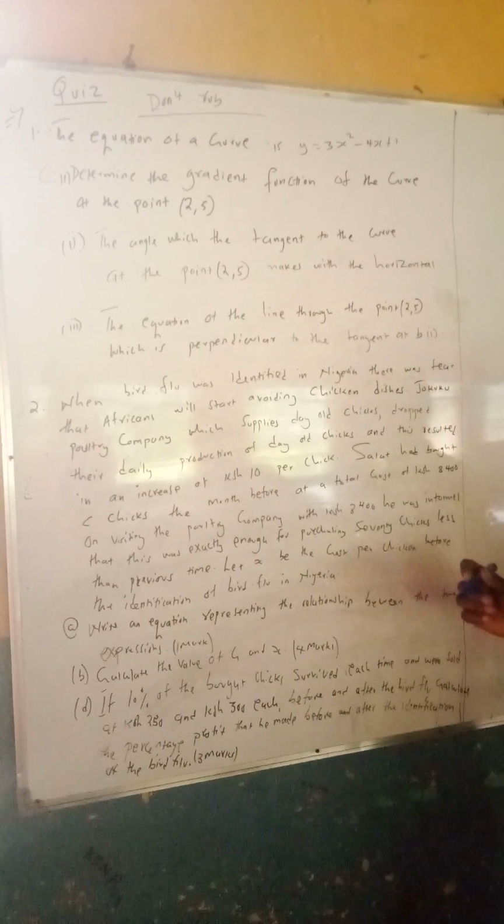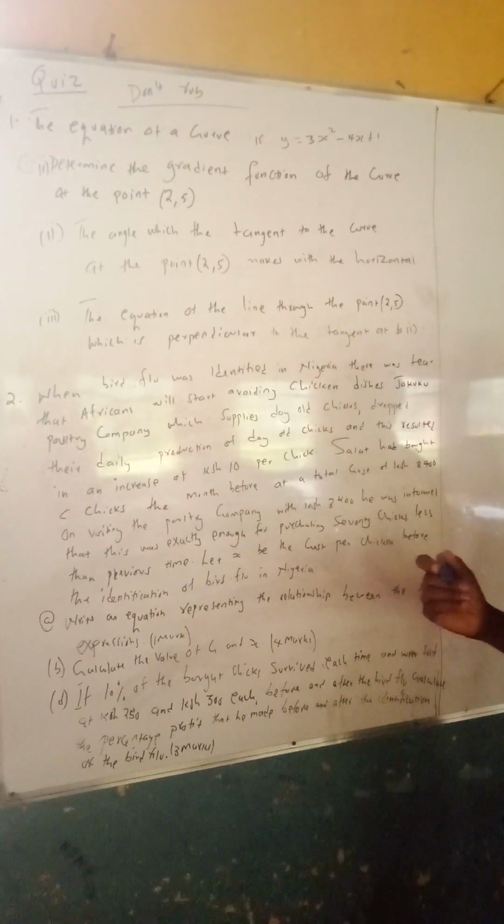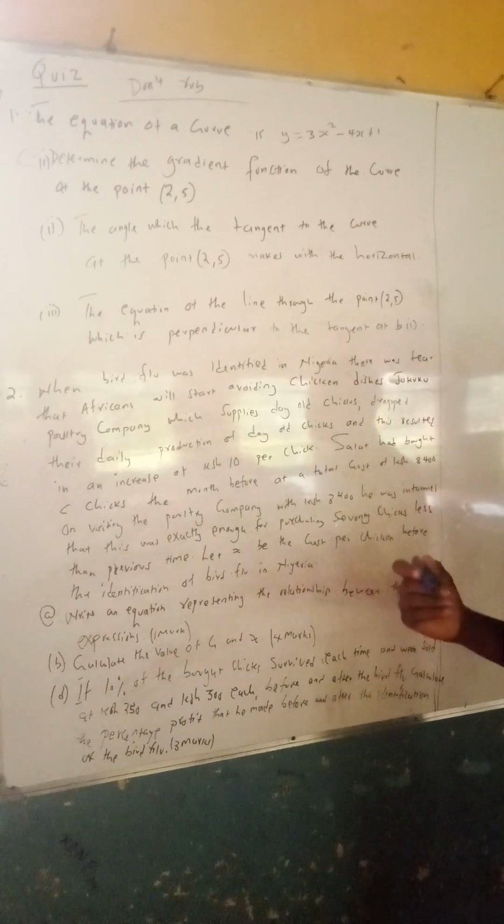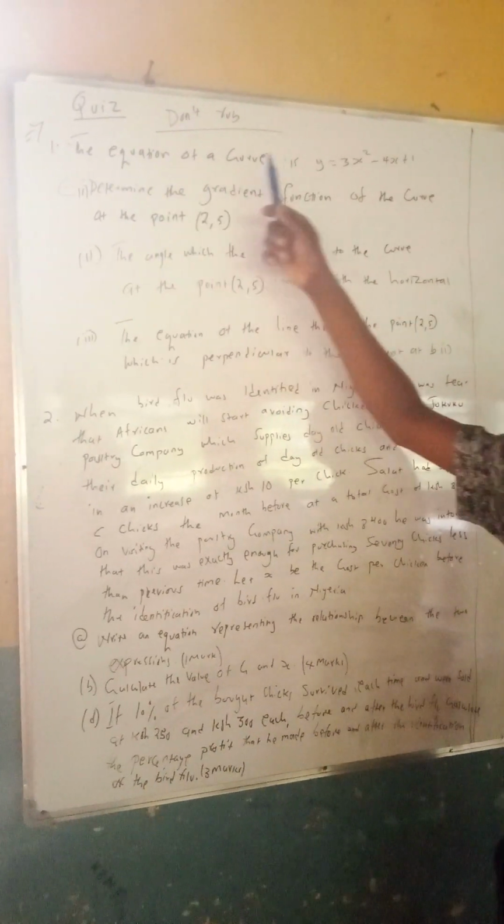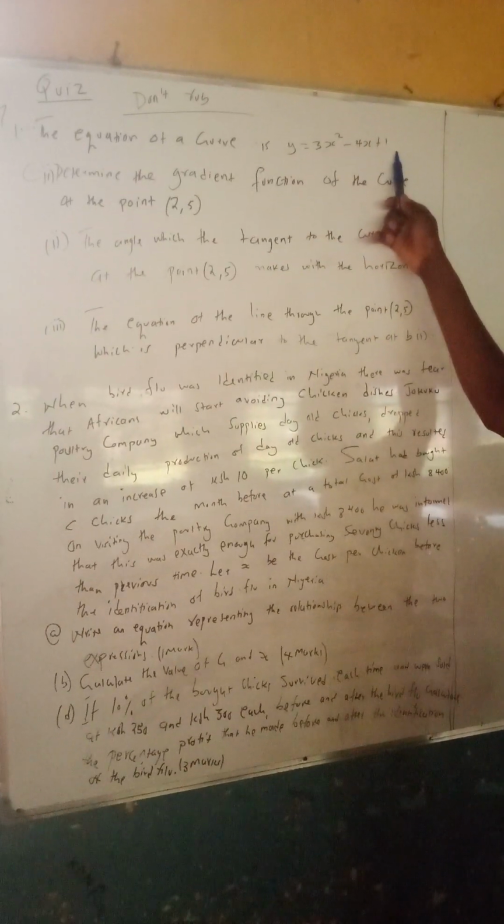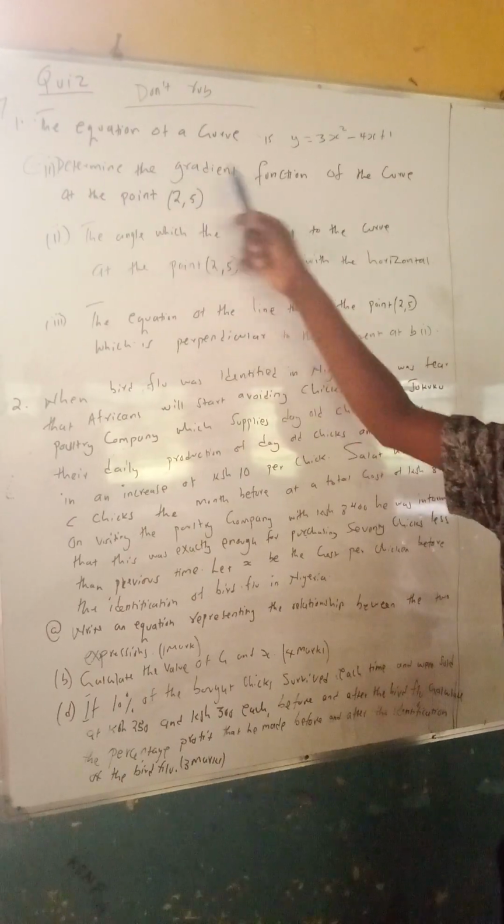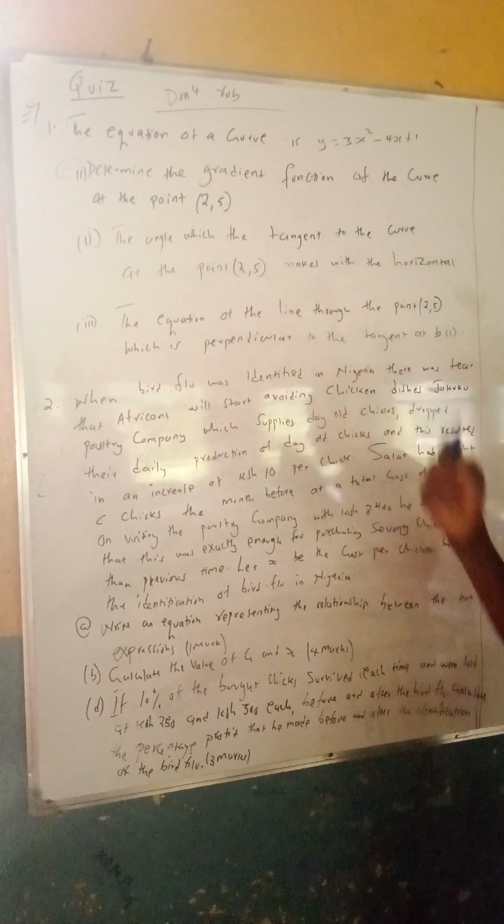Now, in this question number 1, it is a question from the topic of application of differentiation in calculation of velocity and acceleration. The equation of a curve is y equals 3x squared minus 4x plus 1. Determine the gradient function of the curve at the point (2, 5).